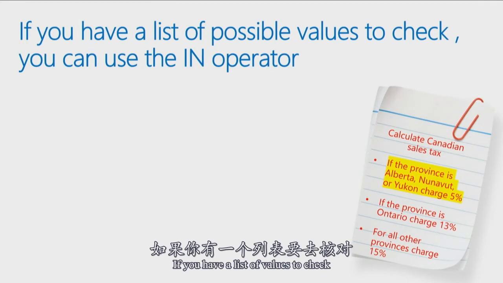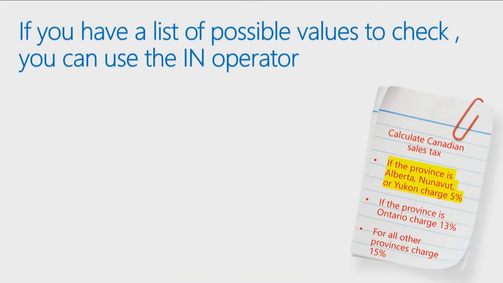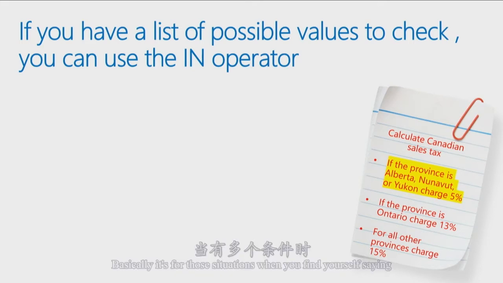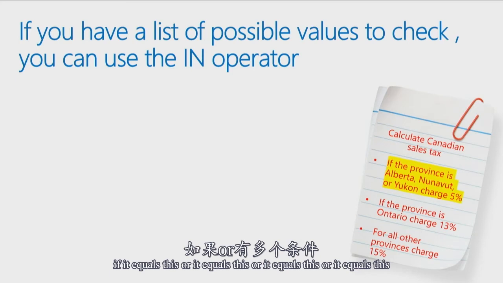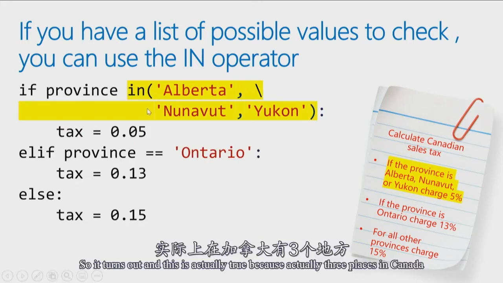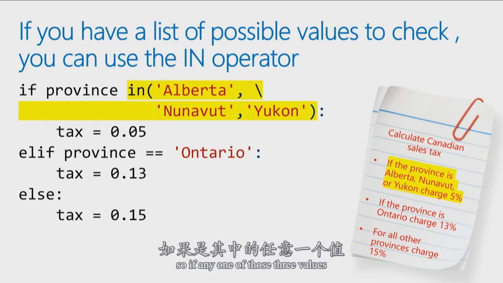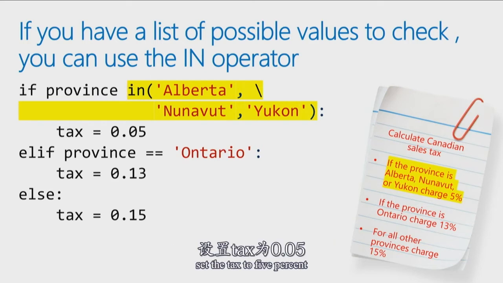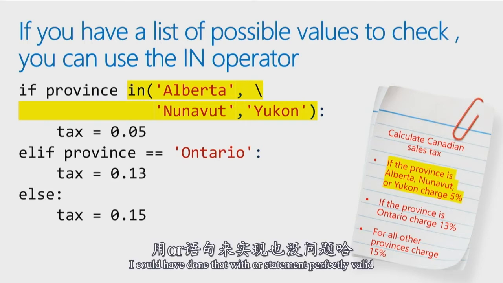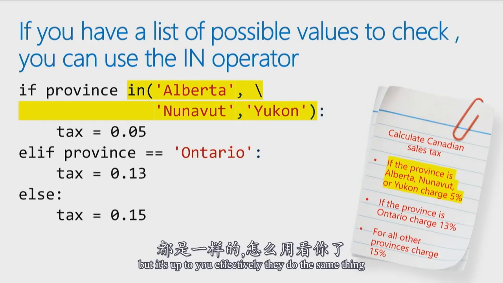If you have a list of values to check, there's actually a neat little shortcut for this specific situation. There's something called the in operator. And basically it's for those situations when you find yourself saying, if it equals this, or it equals this, or it equals this, or it equals this. In that case, you can use something called an in. So it turns out, and this is actually true, there's 3 places in Canada which all have the same tax rate. So I can say, if province in this list, Alberta, Nunavut, or Yukon. So if it's any one of those 3 values, set the tax to 5%. I could have done that with an or statement, perfectly valid, but I find the in statement a little bit tidier to work with. But it's up to you. Effectively, they do the same thing.